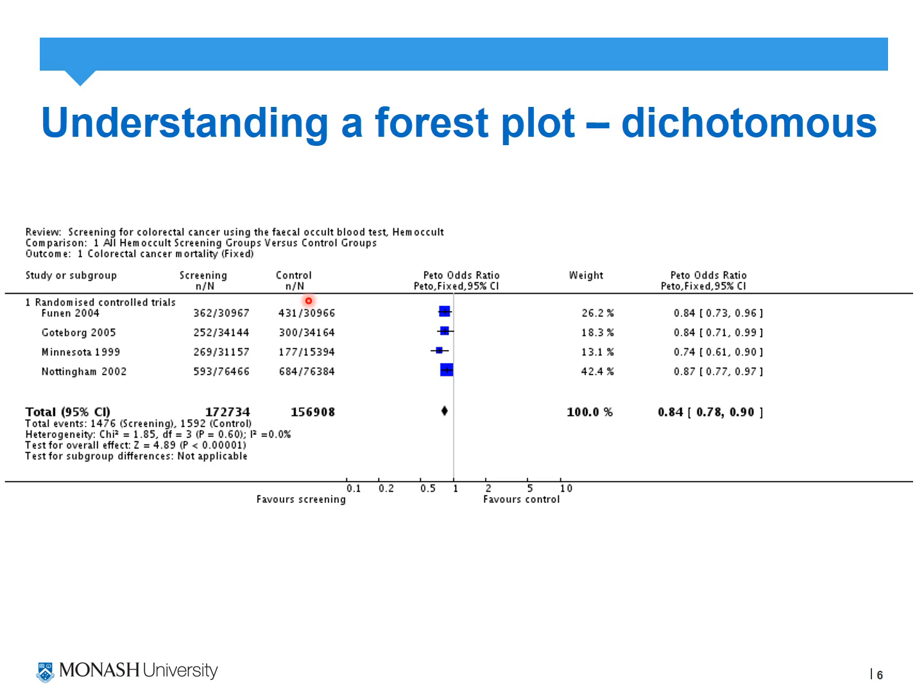If you look at this first study by Funen, we've got 362 out of 30,967 people who died of colorectal cancer in the screening group, as opposed to 431 out of 30,966 in the control group. And that's represented across the 4 studies there.